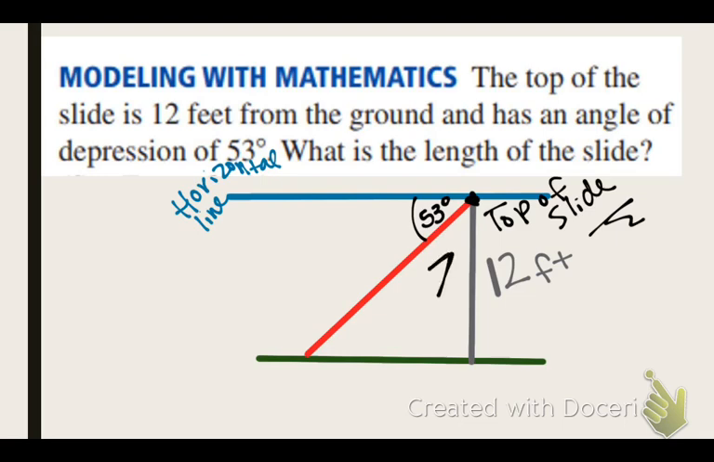Most people would put 53 degrees here, which would be incorrect because there is no horizontal line. You have to draw a horizontal line. From here, what is the length of the slide? It doesn't look like we have a right triangle yet, but we do. You just don't know it.